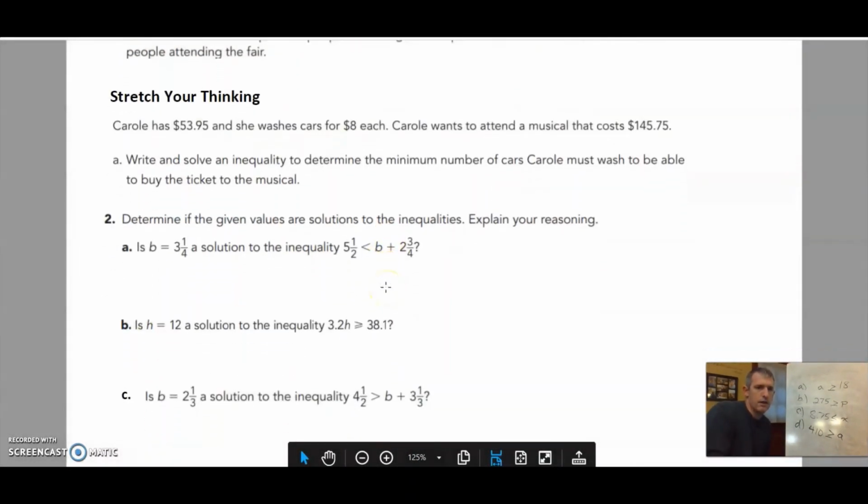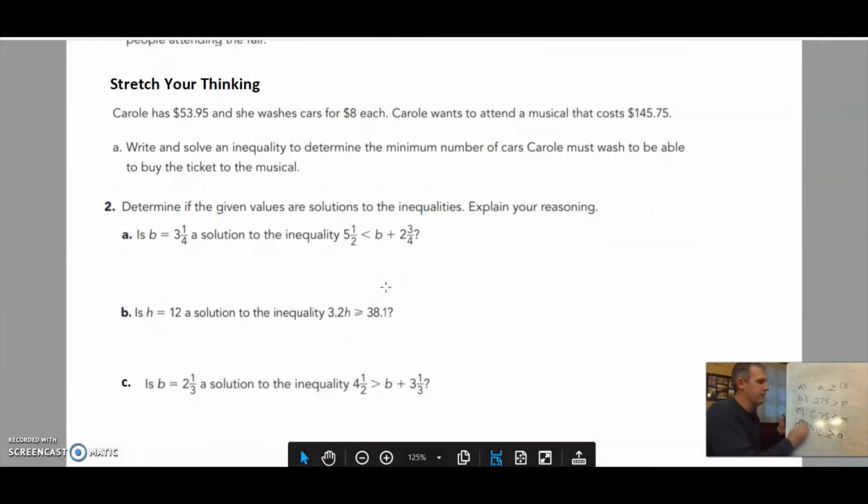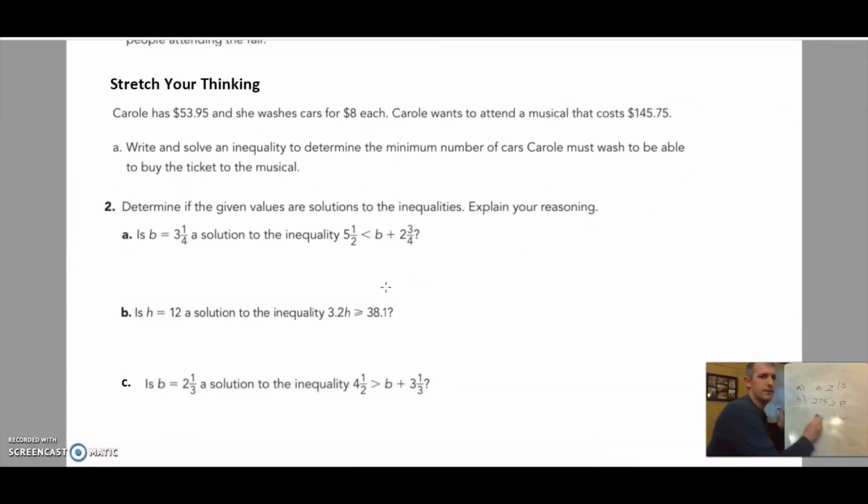Stretch your thinking. Carol has $53.95 and she washes cars for $8 each. Carol wants to attend a musical that costs $145.75. That's not cheap. Write and solve an inequality to determine the minimum number of cars Carol must wash to be able to buy the ticket to the musical.